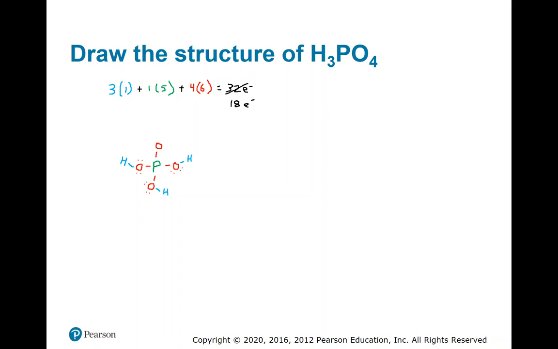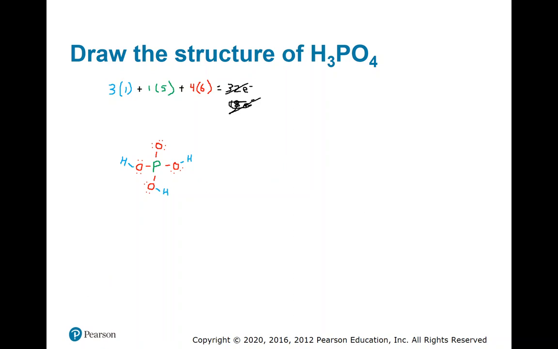We have 6 more electrons left, and that happens to be the exact amount we need to complete the octet of this top oxygen there. So that's going to have 3 lone pairs. And so that uses up all of our electrons. We don't have any left. So in step 4, there's nothing to assign to the central phosphorus atom.